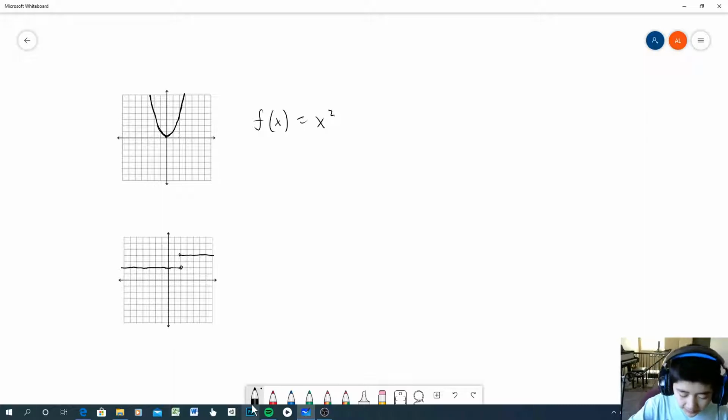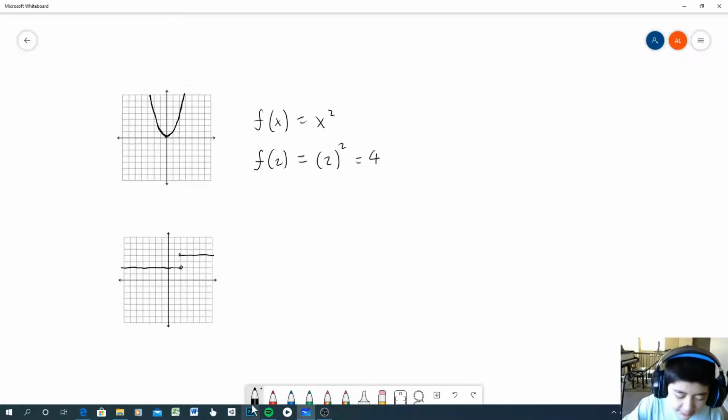So we can plug things into these functions. For example, if we plug in 2, that would give us x, which would be 2 now, squared, and we all know that 2 squared is 4. Now, this is how to plug in with a function. We should already know that. But now let's get into something new.